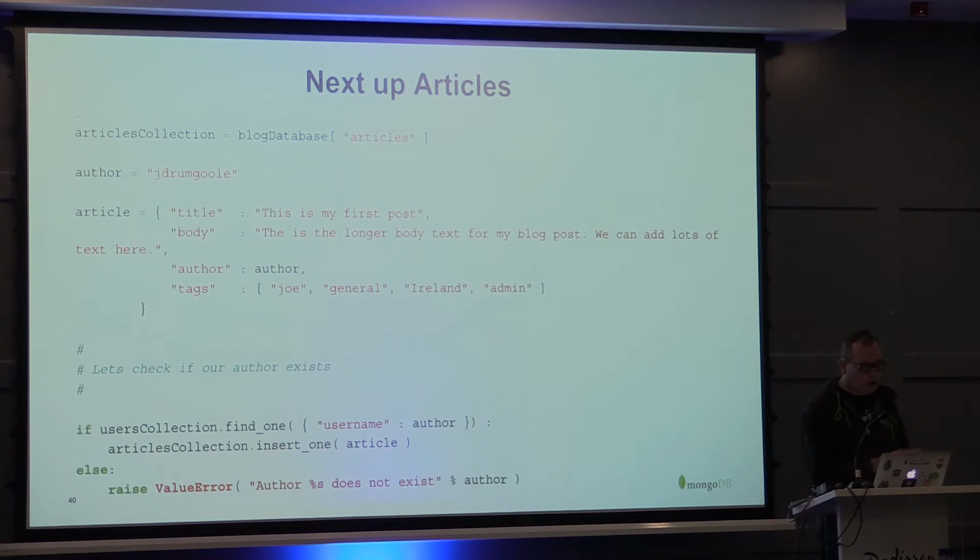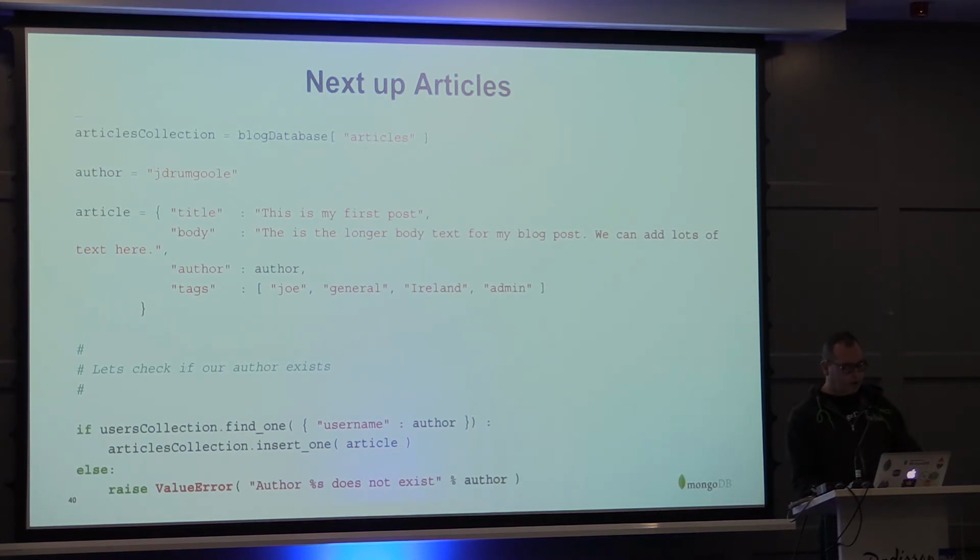Now we want to build articles, right? So articles are a little bit more complicated. We're going to create a new articles collection. We're going to have an author, which is Drumgoole, which is effectively a reference to the users collection. And then we're going to create an article, and it's got a title and a body and an author field. And notice we're using the author name, and then we're using a set of tags.